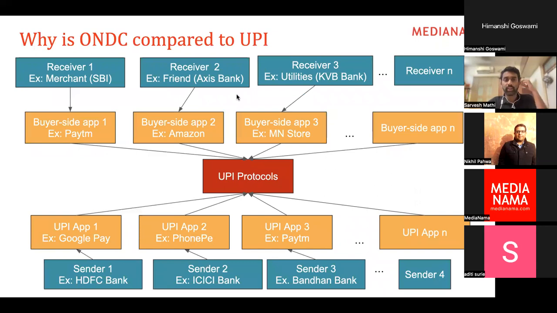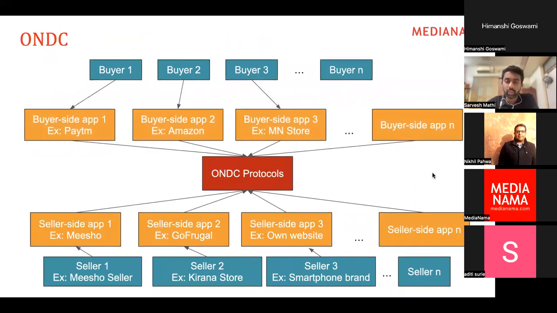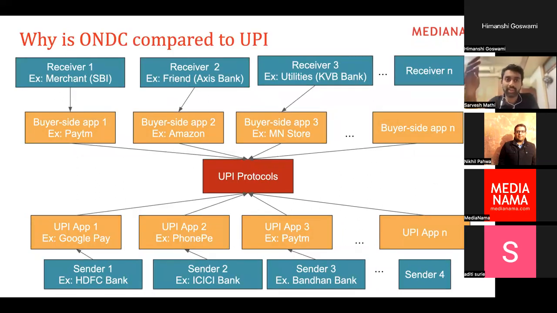Why is ONDC frequently compared to UPI? This is the ONDC diagram I showed you before, and if you look at the UPI diagram, you'll understand where the similarities are. In UPI, the senders are the sellers in ONDC and the receivers are the buyers in ONDC. UPI has a similar structure in that if I'm a sender using an HDFC bank and I want to send money using the Google Pay app, I can do that to a merchant who has an SBI bank and who's using a Paytm app. That is enabled by the UPI protocol. So that's really where the similarities are.